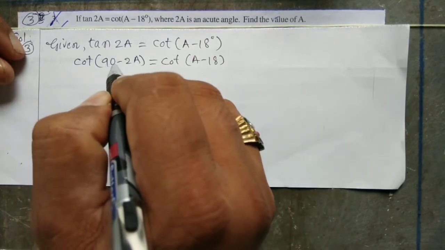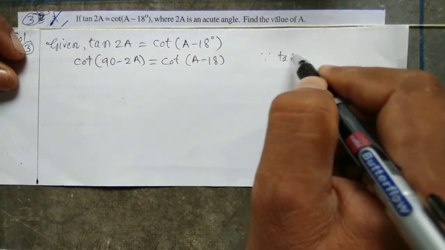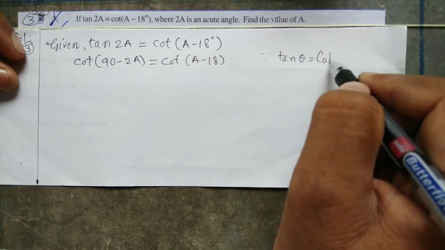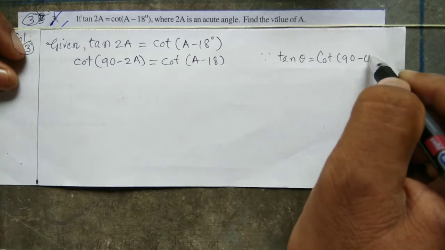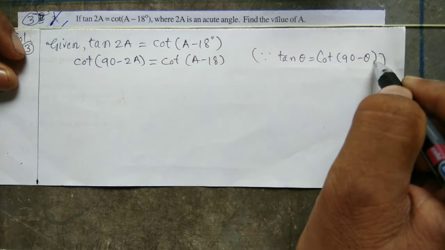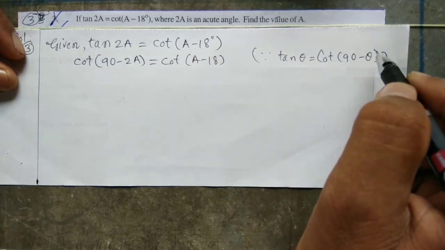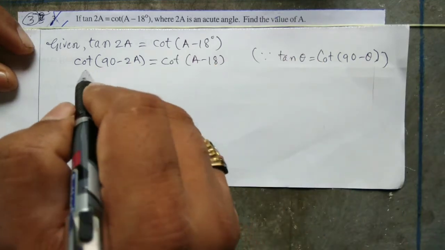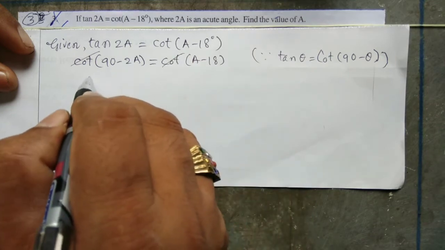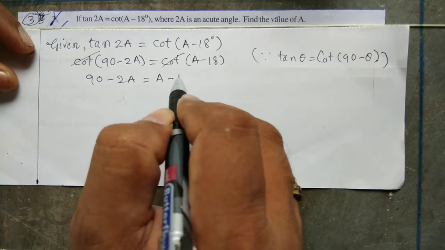Tan 2a is equal to cot 90 minus 2a, because tan theta is equal to cot 90 minus theta. This is the formula. Now we can cancel cot on both sides. So 90 minus 2a is equal to a minus 18.